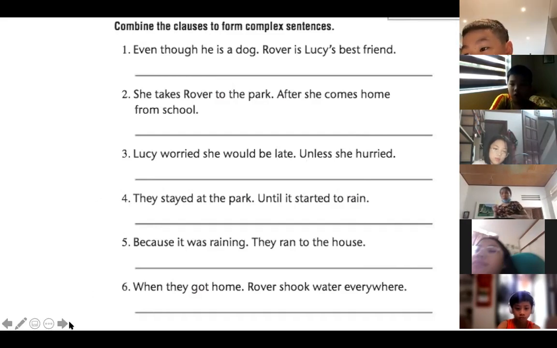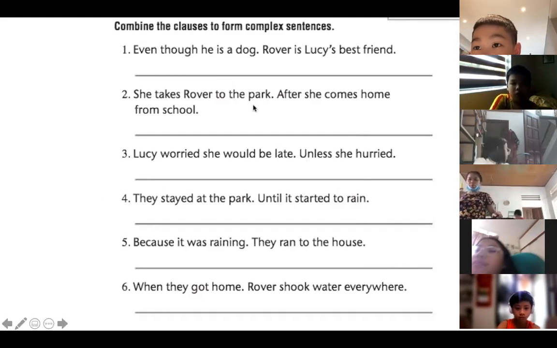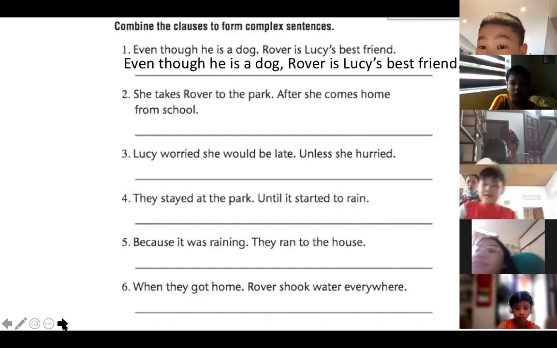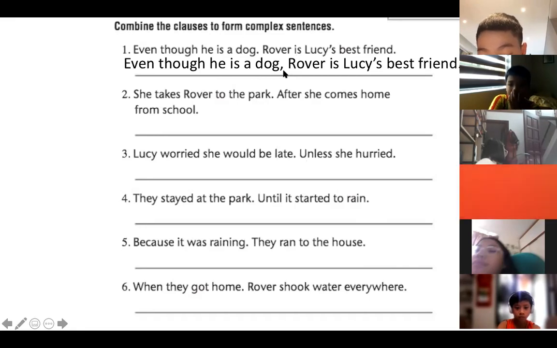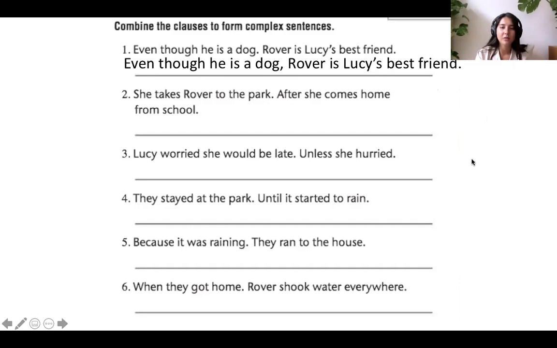So not quite. So you didn't need to change them around. You could have kept it the same. So we could have had here, even though he is a dog, comma, Rover is Lucy's best friend. We needed the comma here because we have to put a comma when we start our sentence with our subordinating conjunction. Even though he is a dog, comma, Rover is Lucy's best friend. Okay, let's look at number 2.